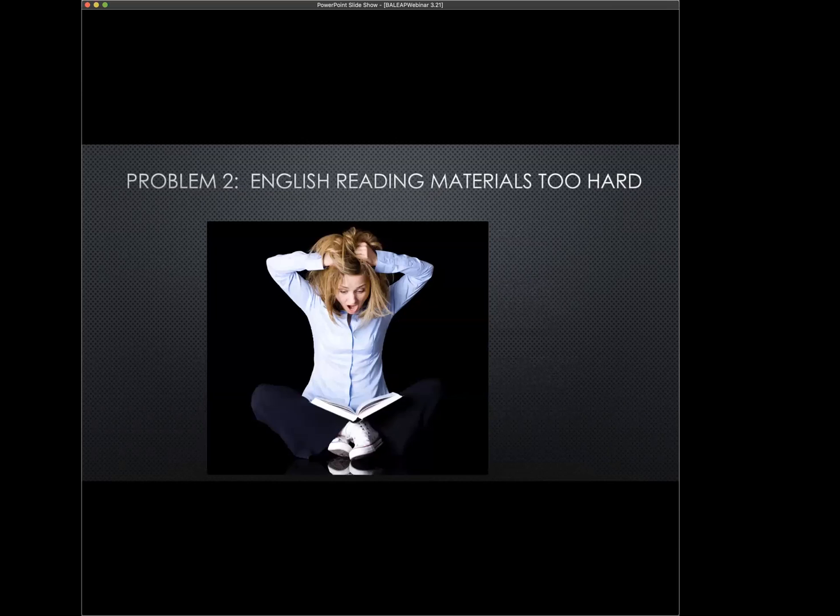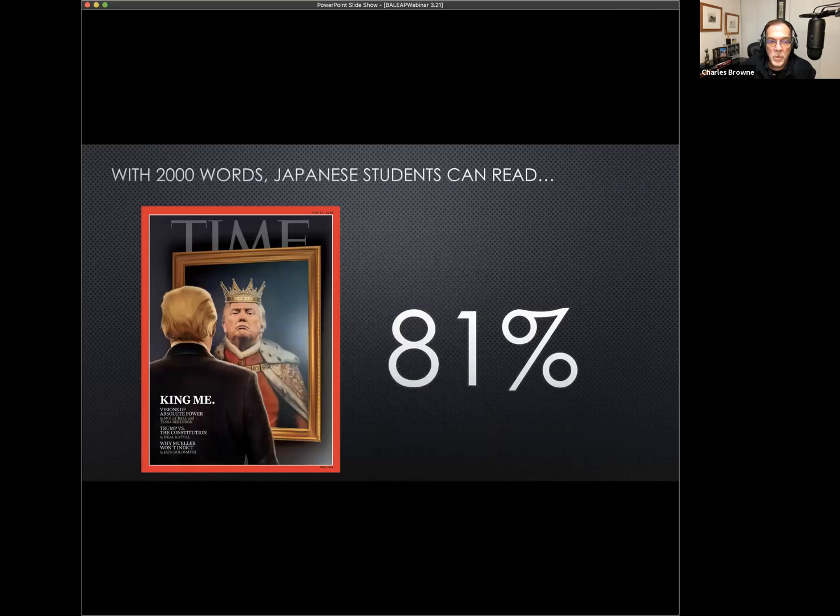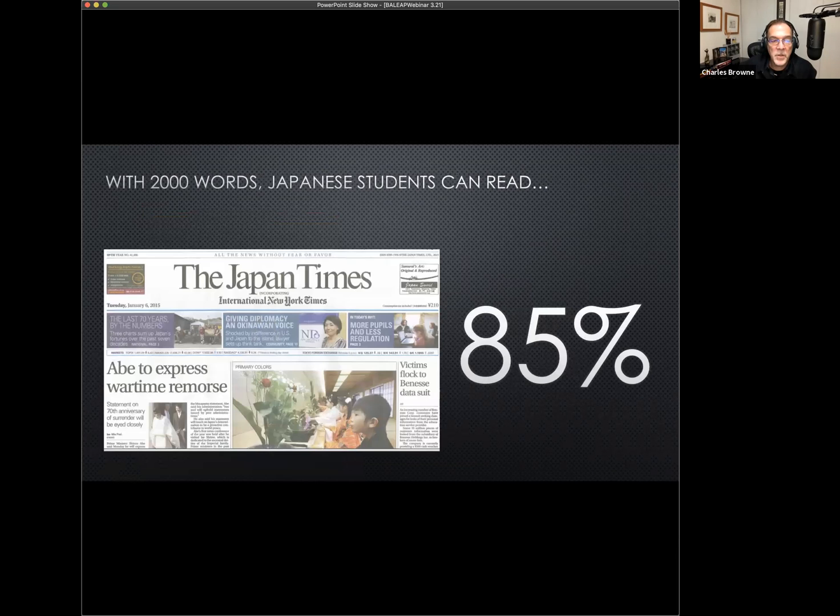So what we have in Japan, and I think this exists in other countries as well, is that the English reading materials that they use is too hard. If you know 2,000 words, the first 2,000 most frequent words of the English language, and you try to read Time magazine, you'll know about 80, 81%. Again, we said 81% is not enough, but just so you know, Time magazine is a magazine for educated native speakers, 80% coverage. If you go for an English newspaper, an English daily, this is the Japan Times, one of the most popular ones in Japan, the coverage goes up a little bit more.